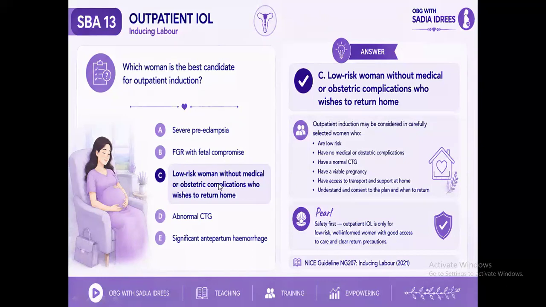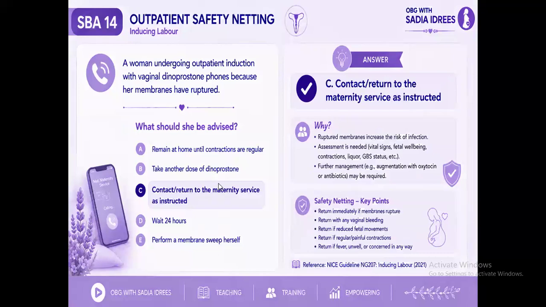which takes us directly to question number 14. A woman undergoing outpatient induction with vaginal dinoprostone phones because her membranes have ruptured. What should she be advised? A.